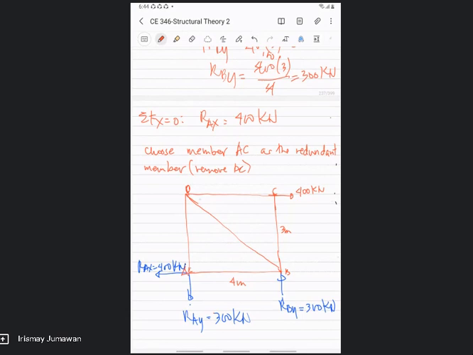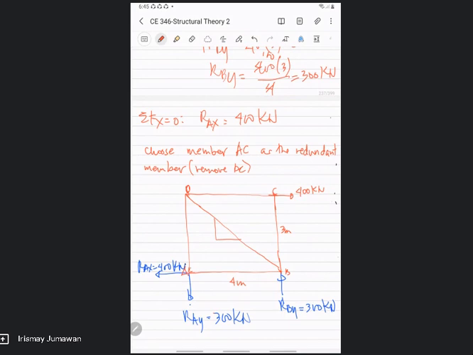Okay, so you have there the reactions, the RAX here on the left, RAY going down. So you take member AC as the redundant. So we removed AC, then as I said earlier, we have to determine the stresses. I told you, you have to compute the stresses as fast as you can. You will not run out of time, because this one, I am thinking, is where you will get lost with more forces. So if you cannot do it joint by joint with many components, that is the time you have to use the method of joints.